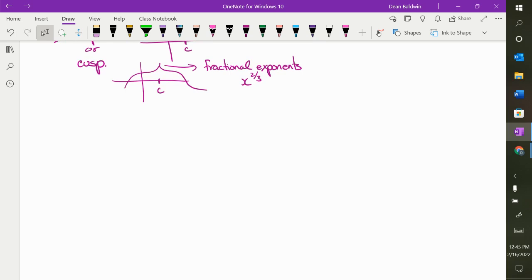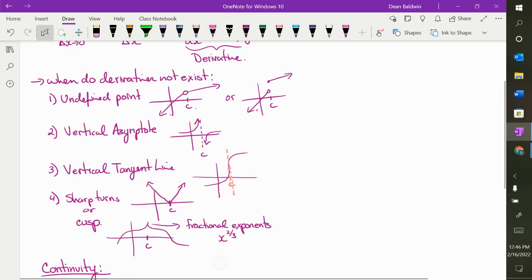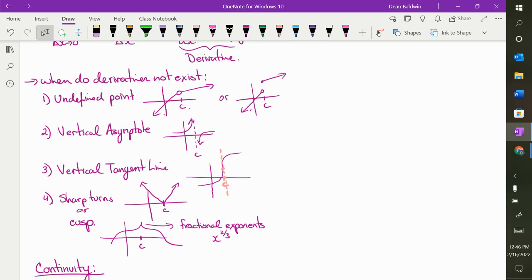Now, this is going to finish off 2.1. So, continuity. You've talked about continuous functions and whatnot. If a function has a derivative at a point, then it is continuous at that point. Which makes sense, because when do you not have derivatives? When it's not continuous, right?